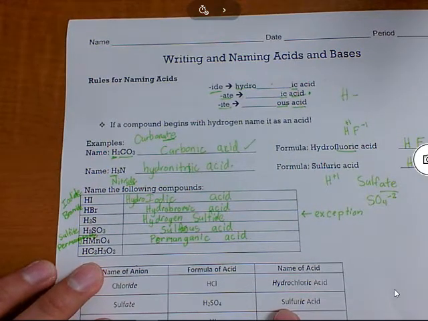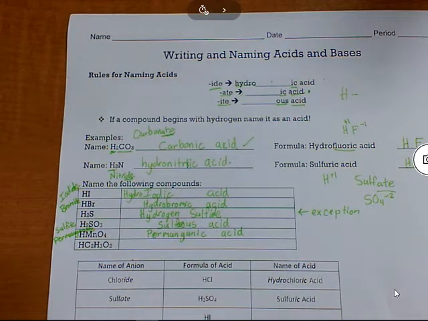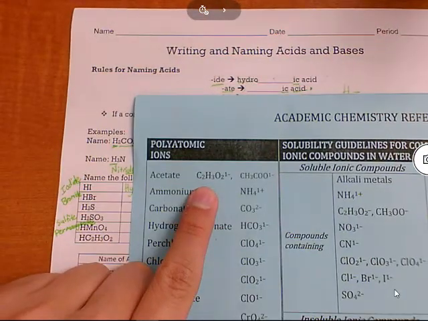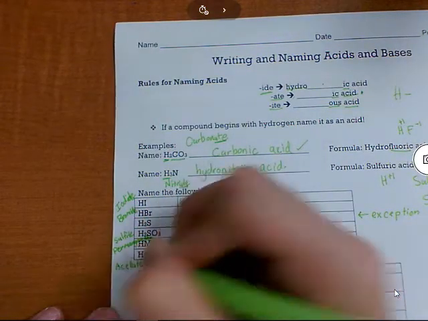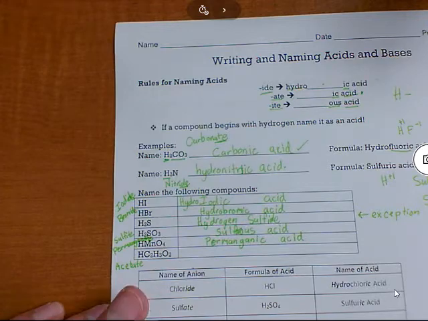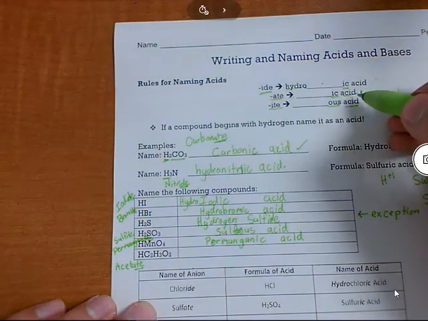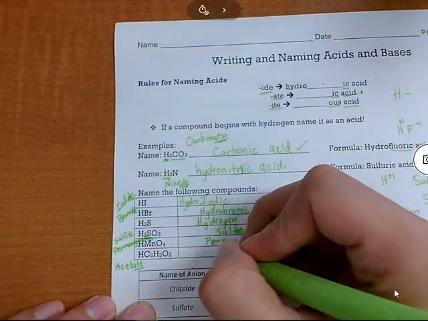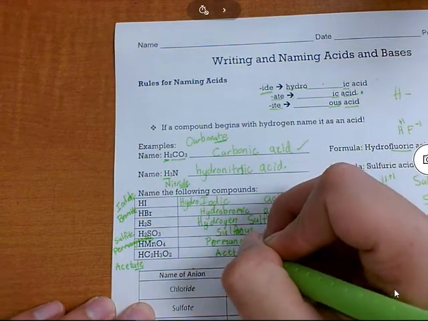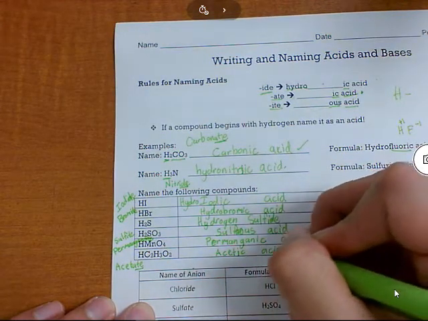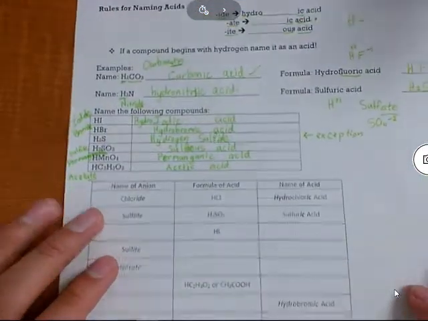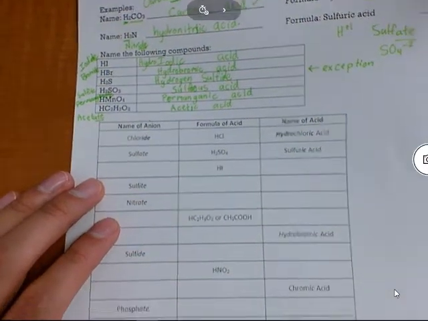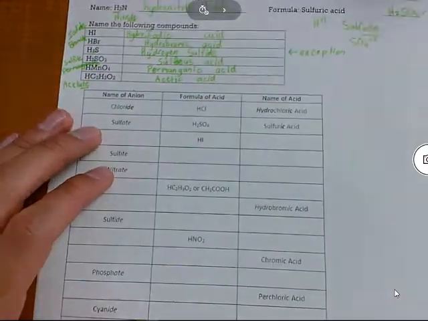Next one. I have C2H3O2 after the H. So that is up here. That is acetate. So let me write it. Acetate. Acetate ends in ATE, so it's going to follow rule number 2. So this is going to be acetic acid. So we're just changing that ending, really. All right, so try pausing the video and try doing some of these on your own. I am going to go over all of them in a sec.